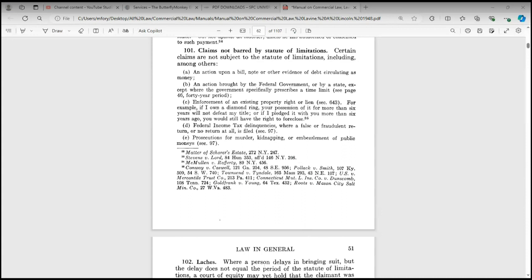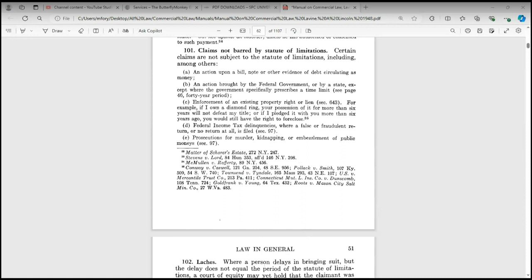Enforcement of an existing property right or lien. For example, if I own a diamond ring, your possession of it for more than 6 years will not defeat my title. Or if I pledged it with you more than 6 years ago, you would still have the right to foreclose.